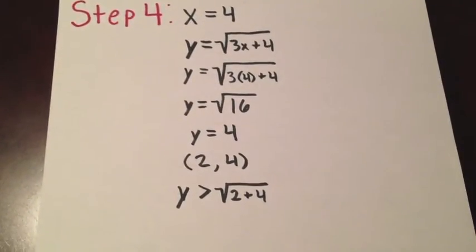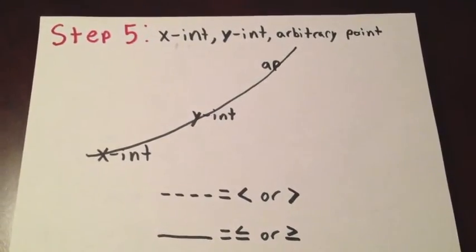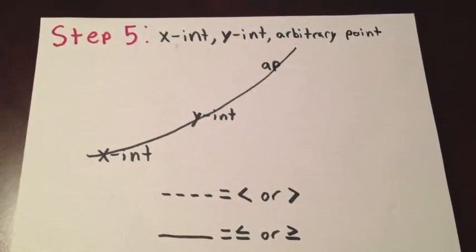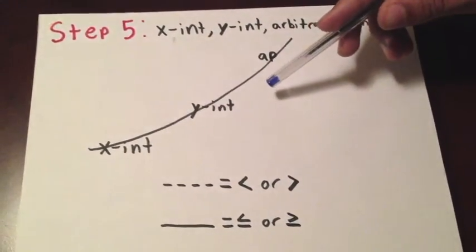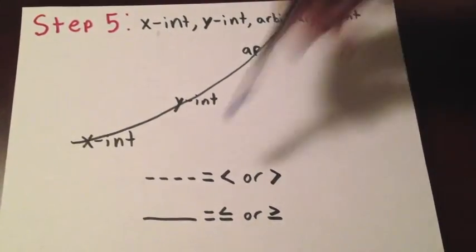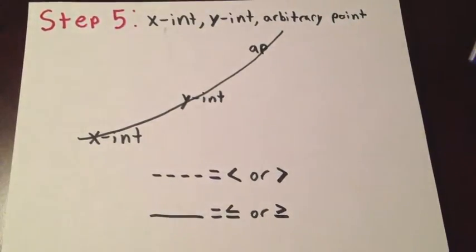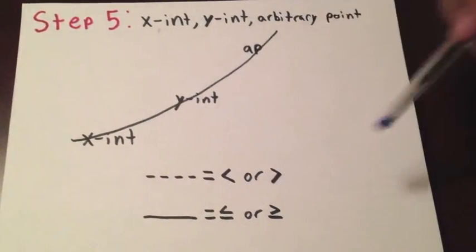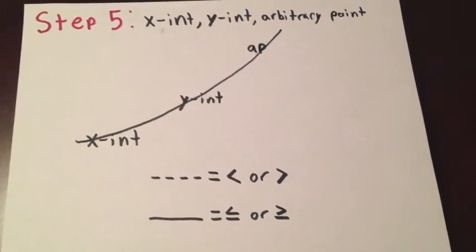Step number 5. Plot the x-intercept, y-intercept, and the arbitrary point, and then draw a curve that starts from the x-intercept and passes through both the y-intercept and the arbitrary point. You will need to use a dotted line if the symbol is greater than or less than, and a standard line if the symbol is greater than or equal to or less than or equal to.